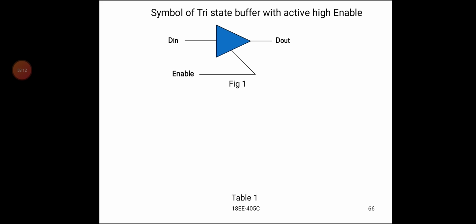When enable is 0, then the device is deactivated. It is in the floating state or high impedance state. It will not function as a buffer. That is the third state of the buffer.